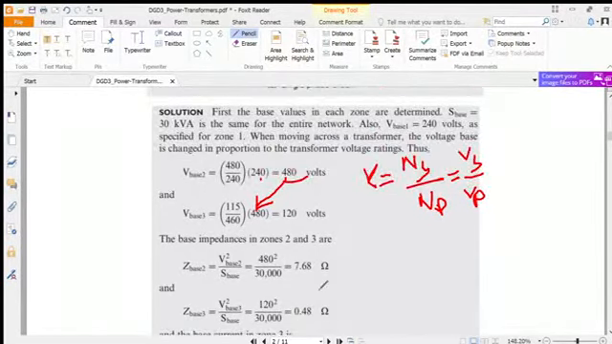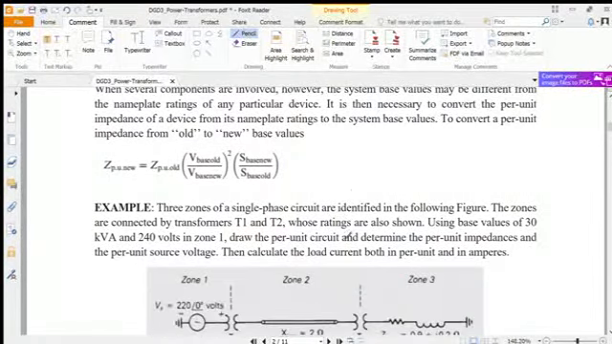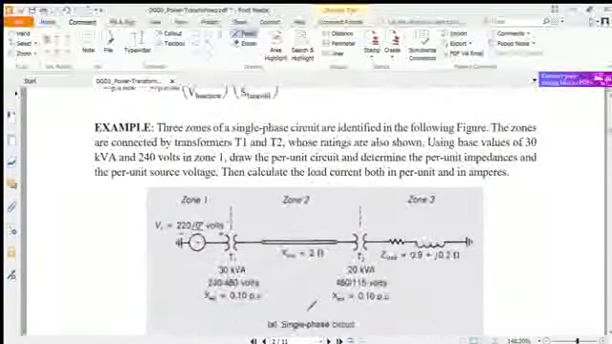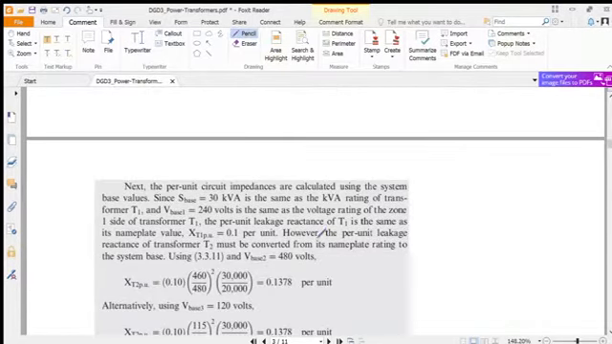So now what is the base current? We have to find out the base values for the whole circuit. The base current can be defined as the volt ampere divided by the voltage, and then only the ampere remains. Here we got 250 ampere as the base value.